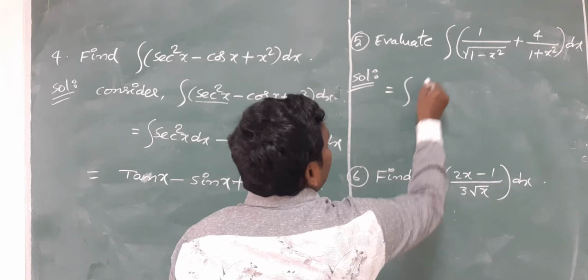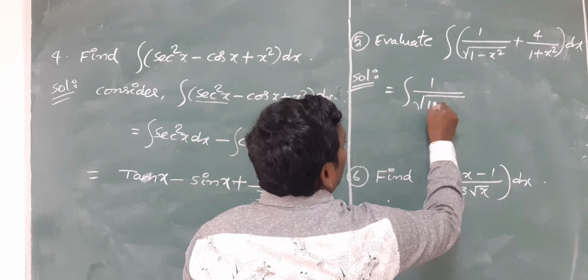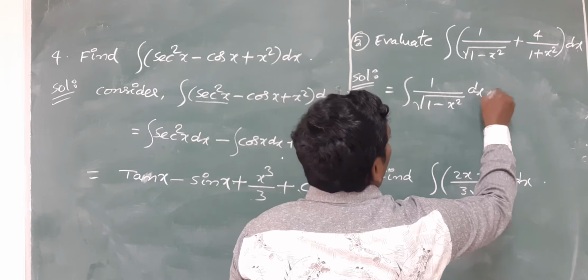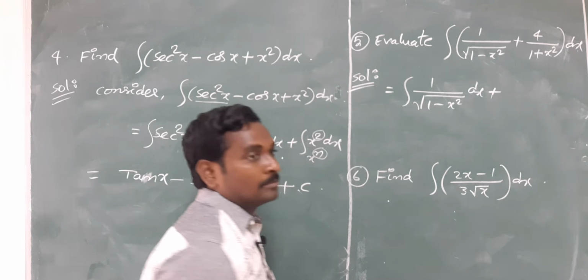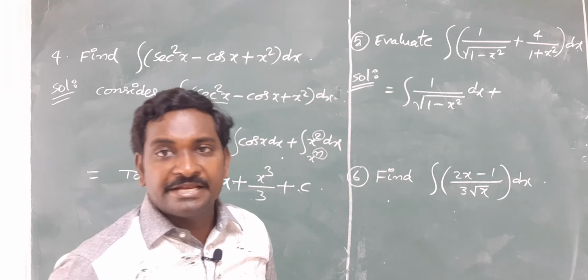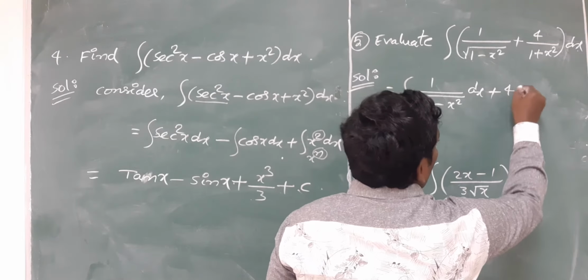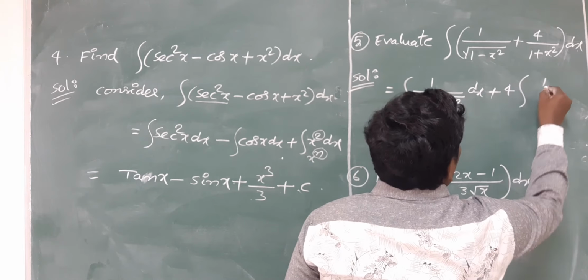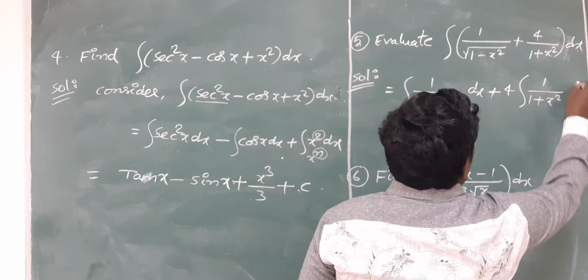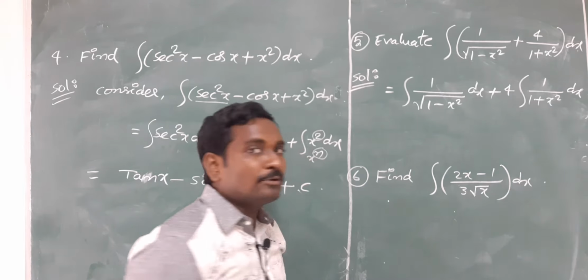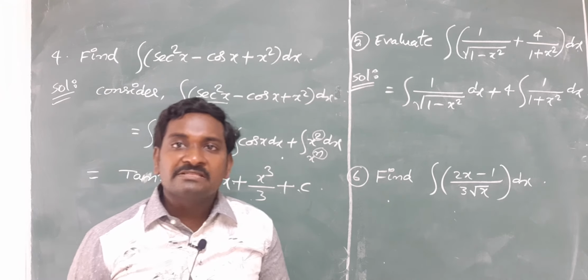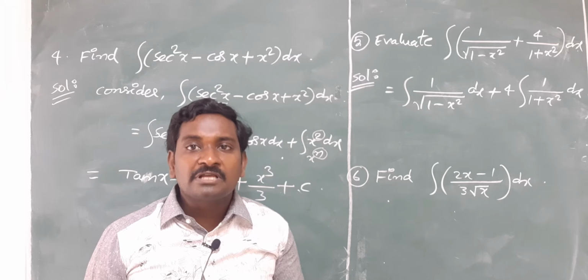That is equal to integral 1 by root over 1 minus x square dx plus 4, which is the constant term. Take it outside from the integration: 4 into integral of 1 by 1 plus x square dx. Now please try to understand the structure of the inside function and try to recover that formula.